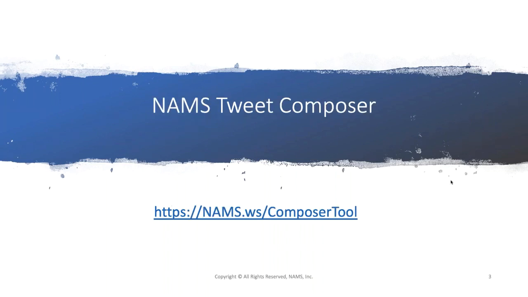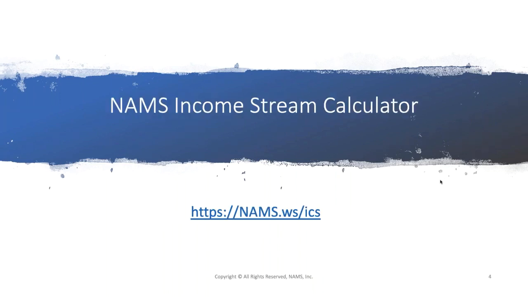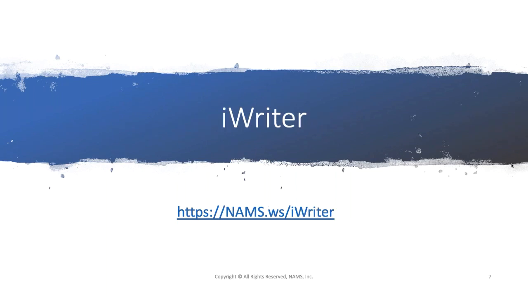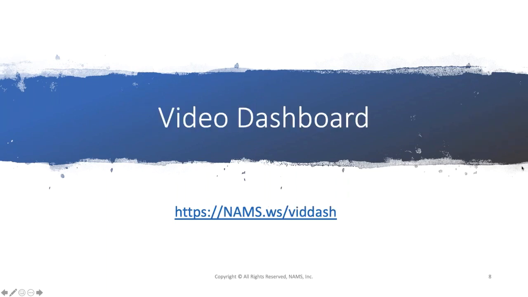Then we're going to look at the NAMS Tweak Composer, and then we're going to look at the NAMS Income Stream Calculator, and then we're going to look at Keyword Atlas. Keywords are the backbone of your business. And I'm going to tell you why we landed on Keyword Atlas instead of Longtail Pro when we get there. Let's see, iWriter. I'm going to show you iWriter for getting content created fast.